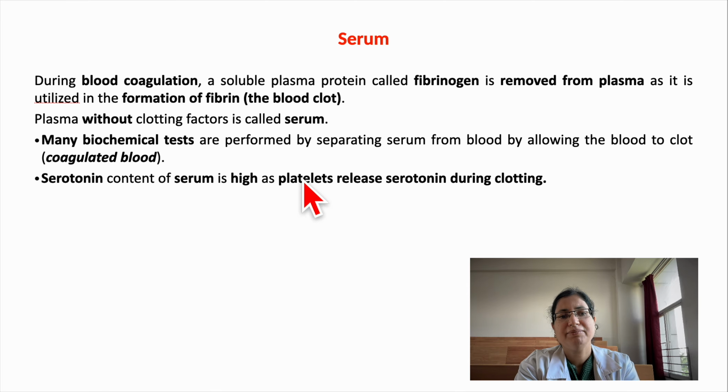Serum. What is serum? During blood coagulation, a soluble plasma protein called fibrinogen is removed from the plasma and utilized in the formation of fibrin, that is, the clot. So plasma without this clotting factor is called serum. Serum is nothing but plasma without clotting factors. Many biochemical tests are performed by separating serum from blood, by allowing the blood to clot. The serotonin content of serum is high, as platelets release serotonin during clotting.